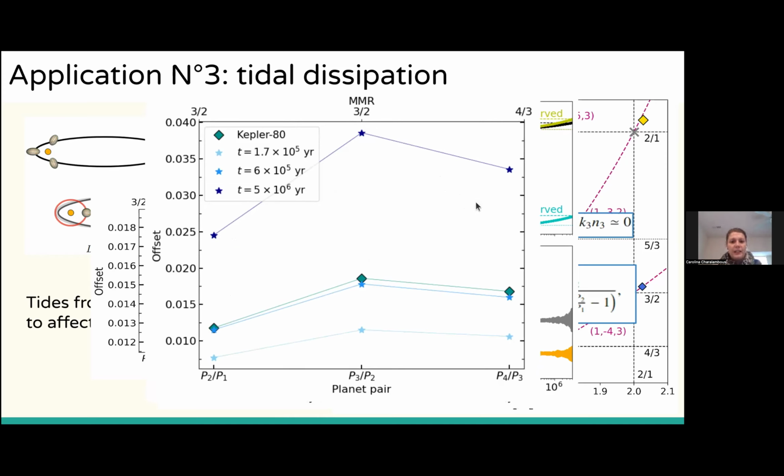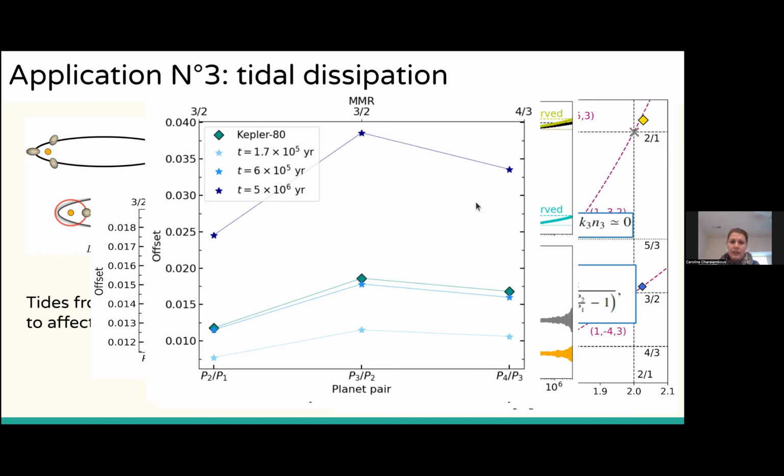So from here, what we can learn is that probably in this kind of system, the tides are acting in all the planets, and they would be acting in all the planets for the whole lifetime of the system, and this shape is governed by the three-planet commensurabilities. So from this we can understand where this shape in the offset comes from.